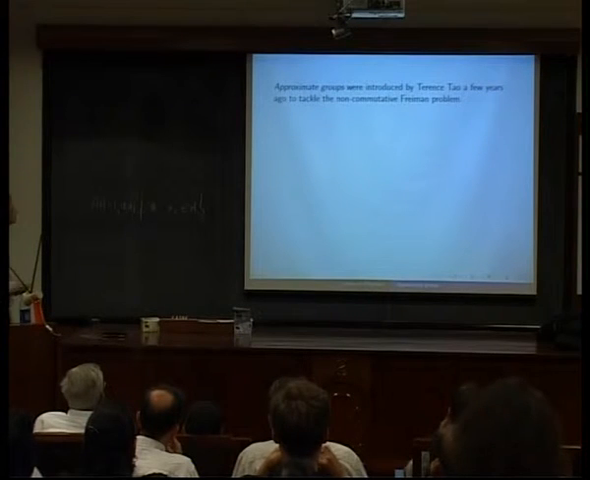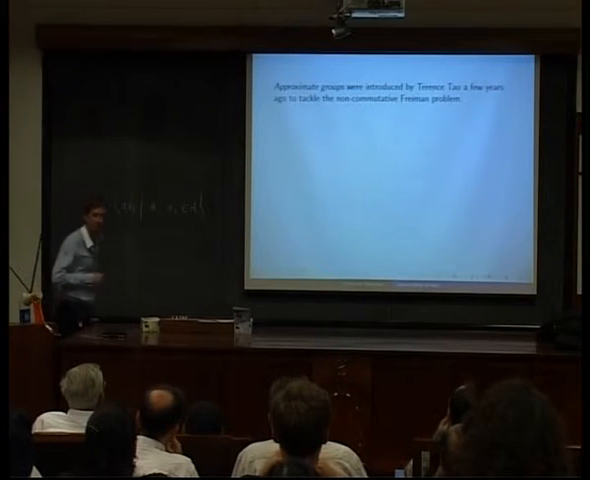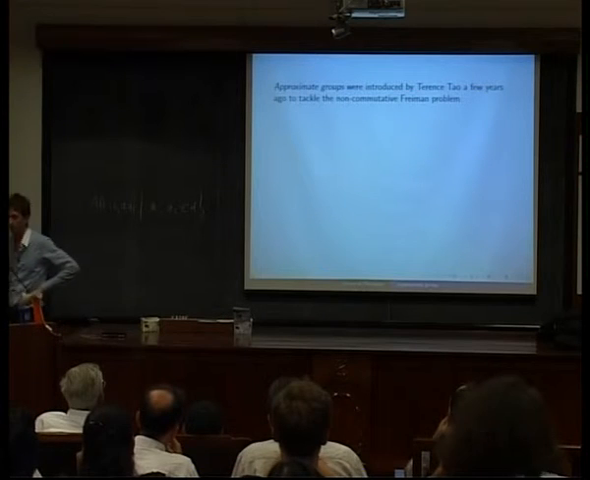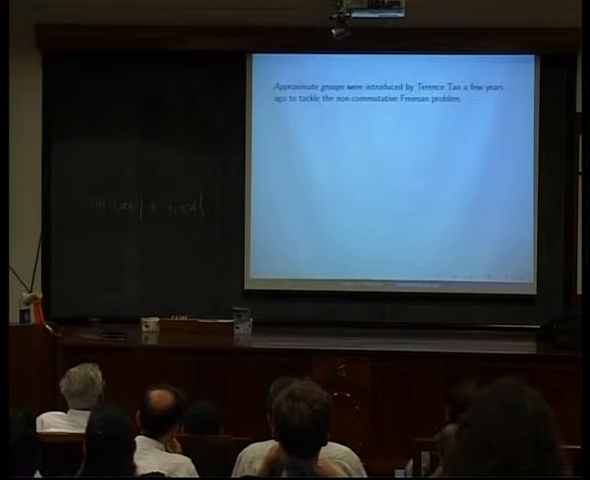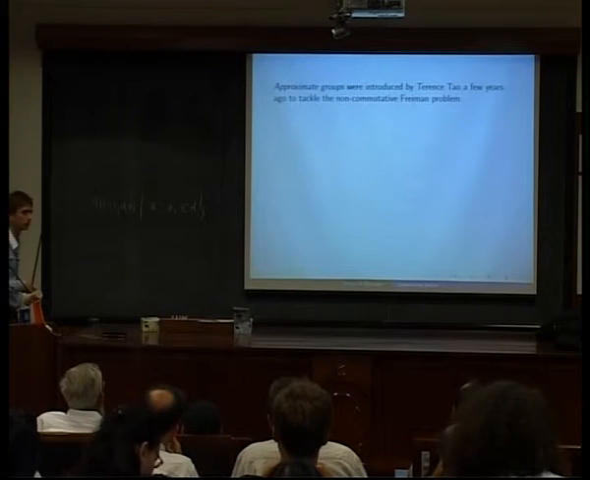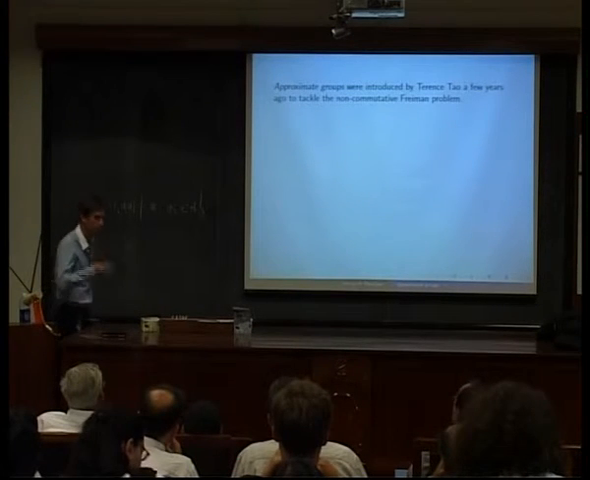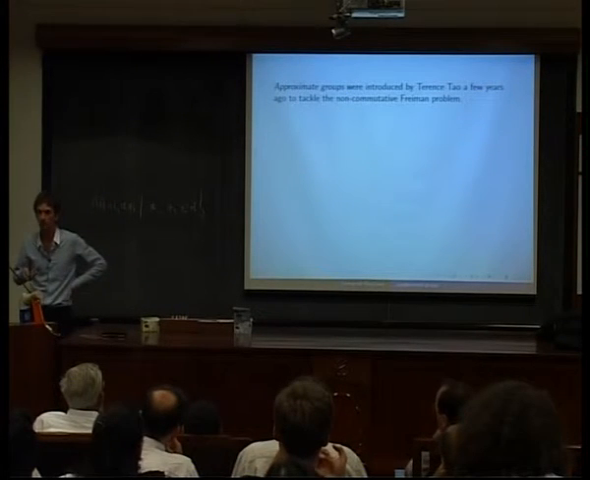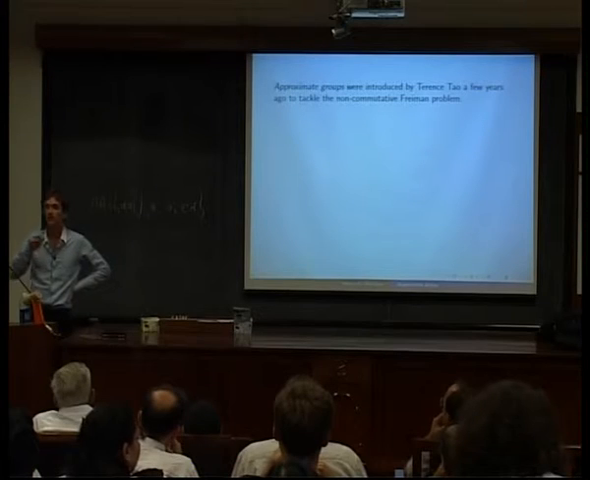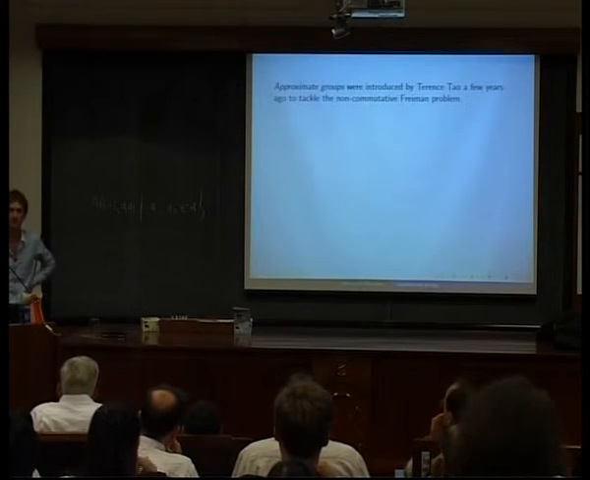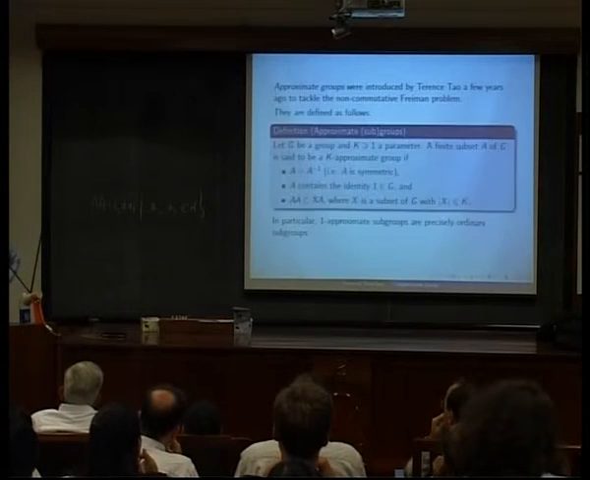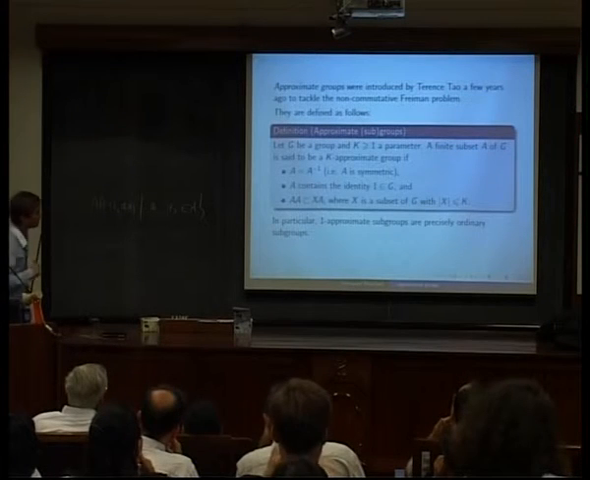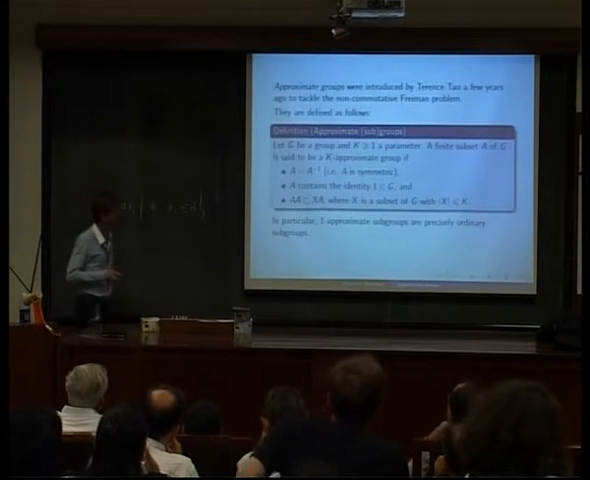Okay, so this brings me to the definition of an approximate group. This definition was introduced a few years ago by Terence Tao, precisely in order to have a tool to answer this problem of the noncommutative Freiman problem, classifying sets A for which |A times A| is less than K times |A|. Okay? So here's the definition.